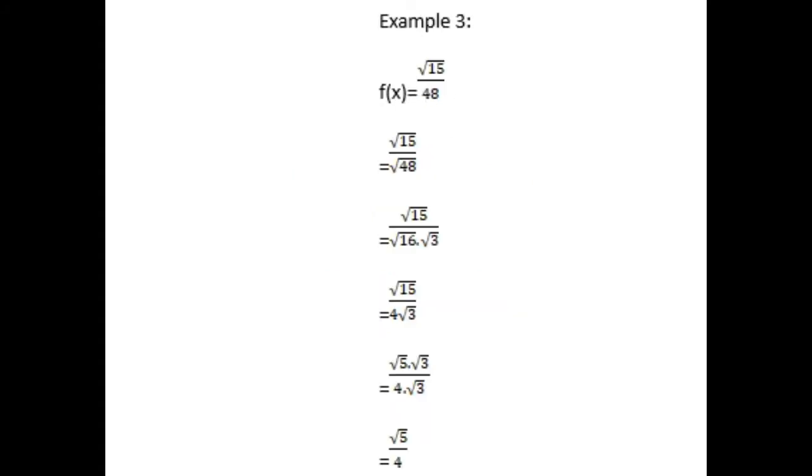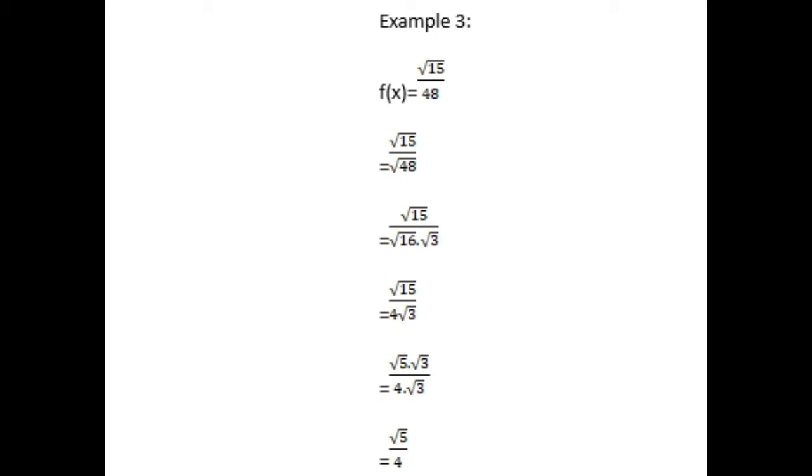Next is quotient rule with radical. Our third given is square root of 15 over 48. We're going to rewrite this as square root of 15 over square root of 48. 48 is factored as 16 times 3, so square root of 15 over square root of 16 times square root of 3 is equal to square root of 15 over square root of 16, which is 4, times square root of 3. But that is not the final answer.